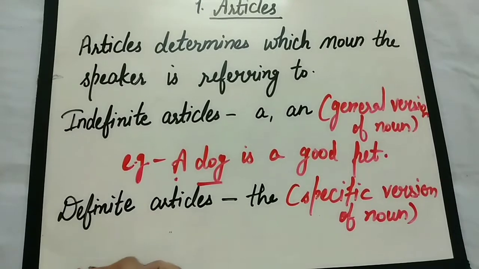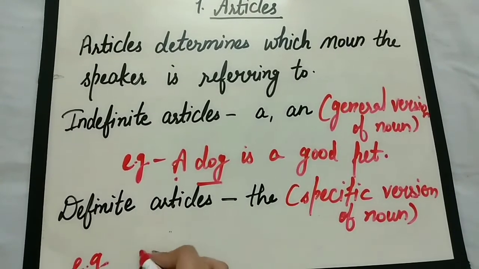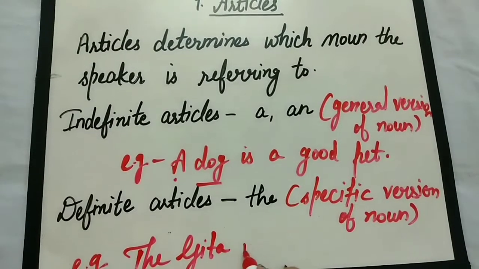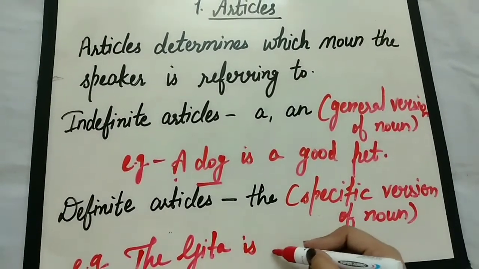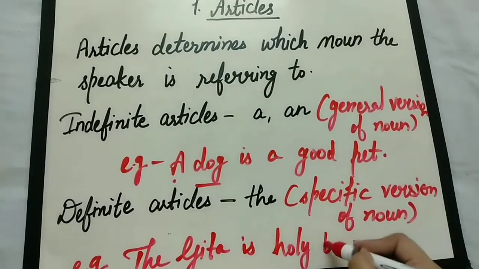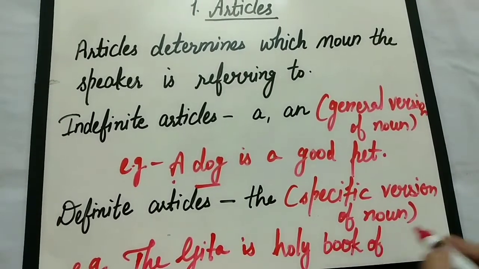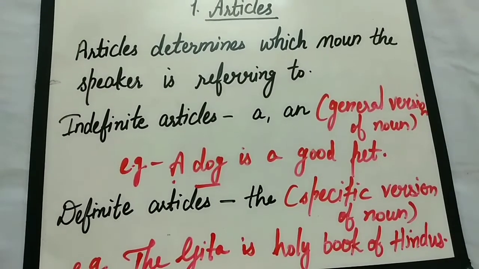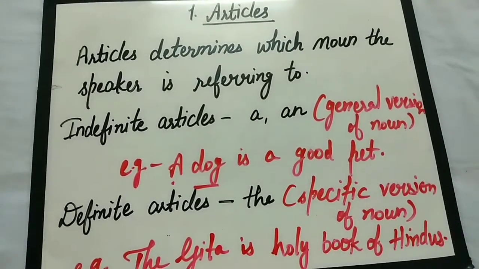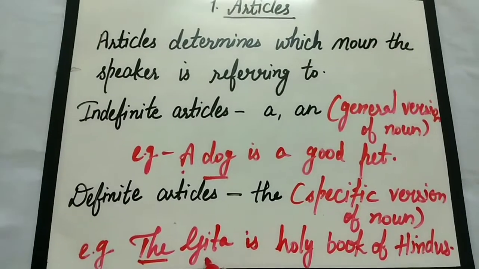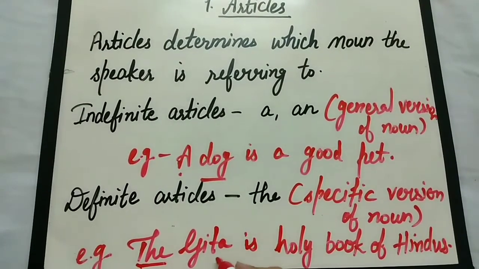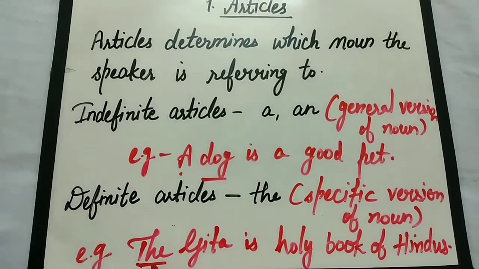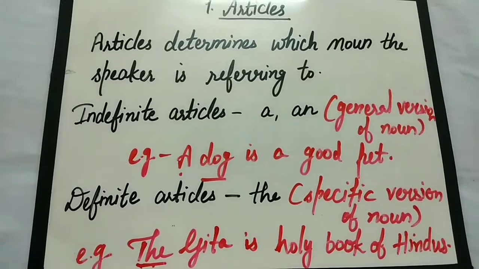Let's take one example for definite article. The Gita is the holy book of Hindus. Here the is used with a book named Bhagavad Gita, which is specific, and that's why the specific article is used with it.